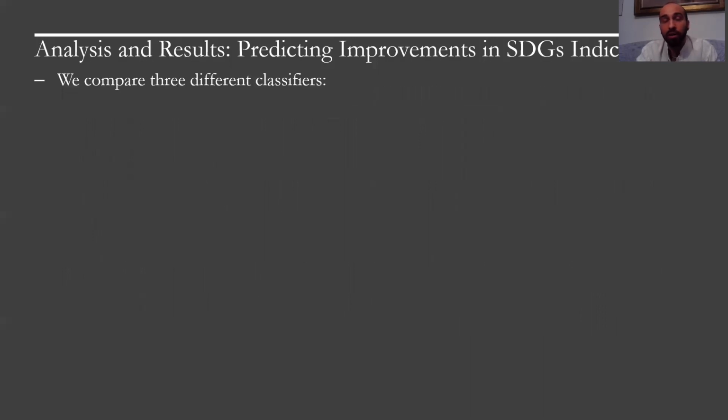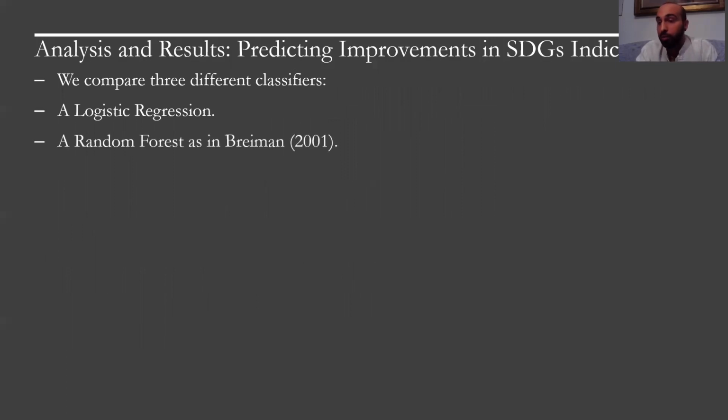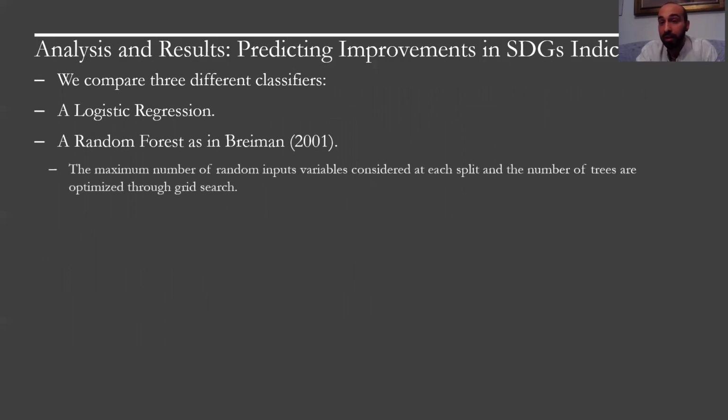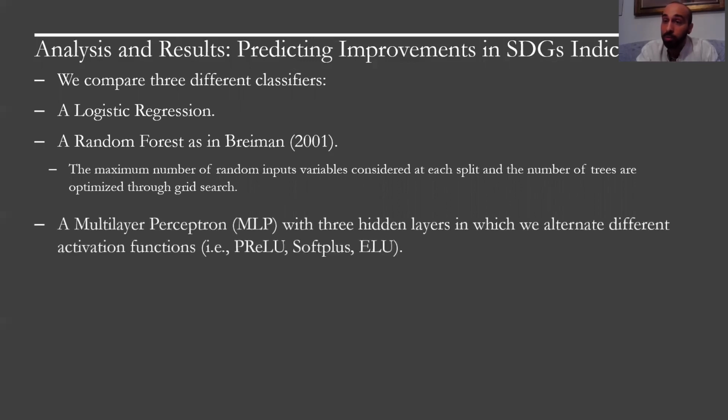Okay, so now a little bit of technical details. Here we compare 3 different classifiers, a standard logistic regression and more advanced machine learning methods. We compare it to a random forest, for which we optimize the number of random inputs that are considered at each split and the number of trees. We also employ a multi-layer perceptron that is basically a deep neural network with 3 hidden layers in this case.